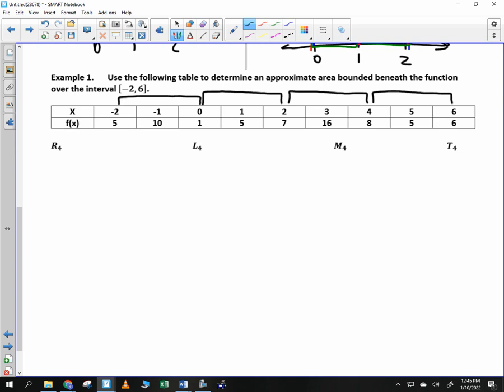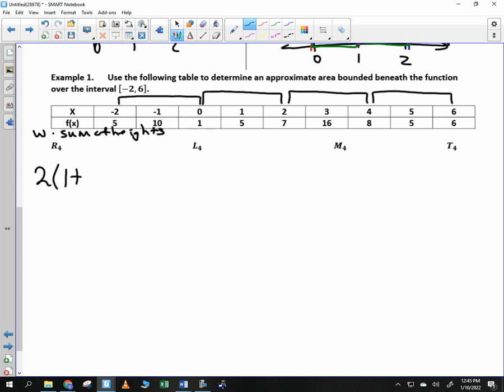So if we're going to do the right hand, remember our formula is to take the width times the sum of the heights. That's what we did on Friday. The width is 2 times the sum of the heights. Where do we evaluate our first height? We evaluate our first height at 0, and it is 1.